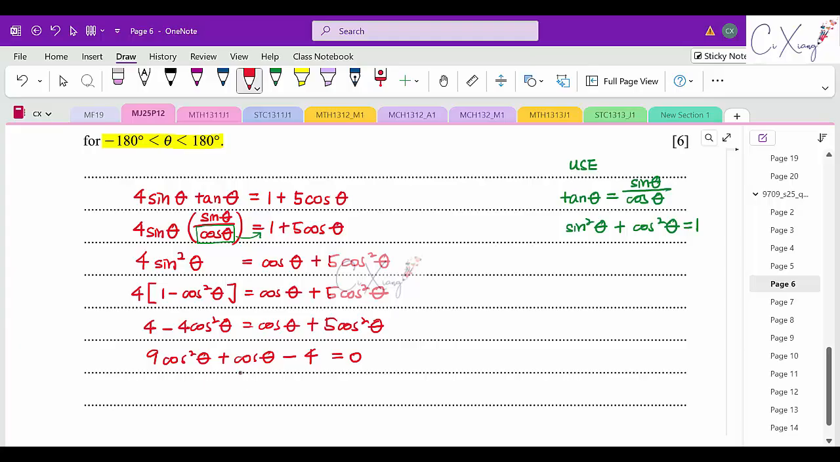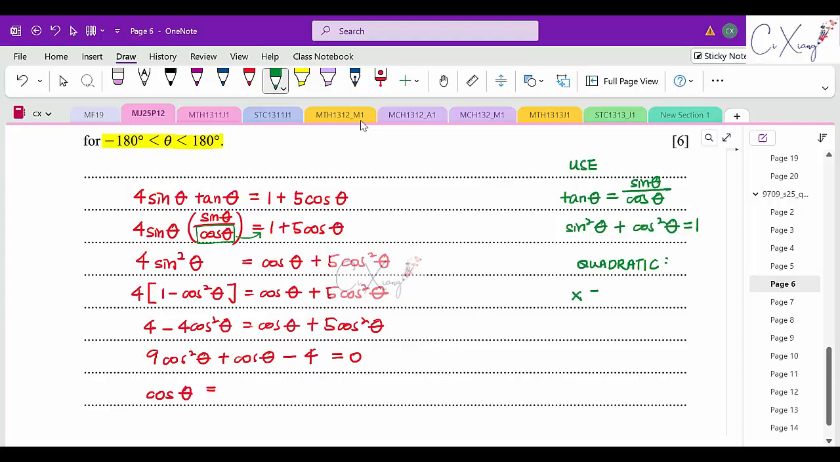You can use factorization, or you can try to use the quadratic formula. You can try out. So this one, after I tried, I realized that it cannot be factorized. What I am going to do now is apply the quadratic formula. To solve for the value of theta, I have to use the quadratic formula. So let's recall the quadratic formula. What is the formula?